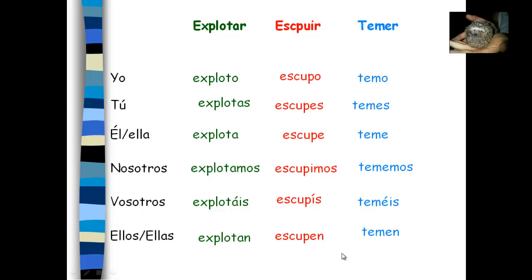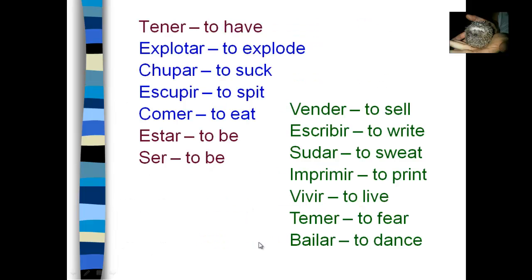Nice and easy. Step 1, just to recap, right? So step 1, find your infinitive. In this case, explotar. Step 2, cut off the AR, IR, or the ER. Go with that one. And step 3, add the ending depending on who's doing it. Nice and easy. So here's that slide again of verbs that you can try out. Not too difficult, and hopefully you got it 100%.